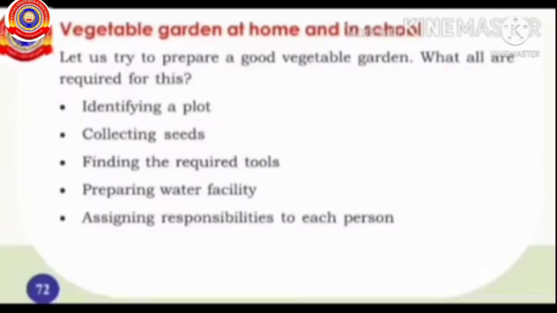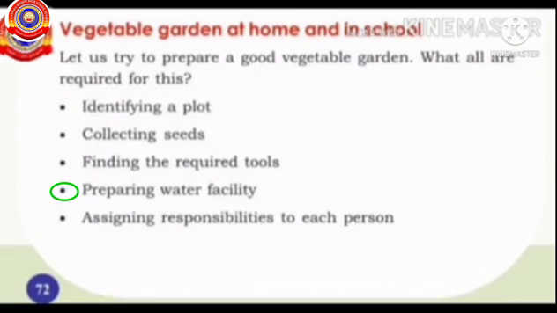Okay, children, now we are moving on to the last topic in this chapter. The steps we have to take while preparing a good vegetable garden. At first, we have to identify a plot for preparing the garden. Next step is we have to collect seeds. Then we have to find the required tools for preparing the garden.